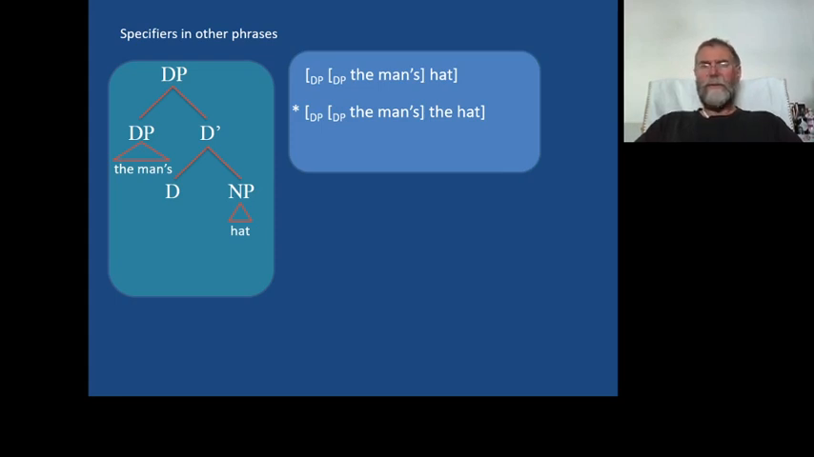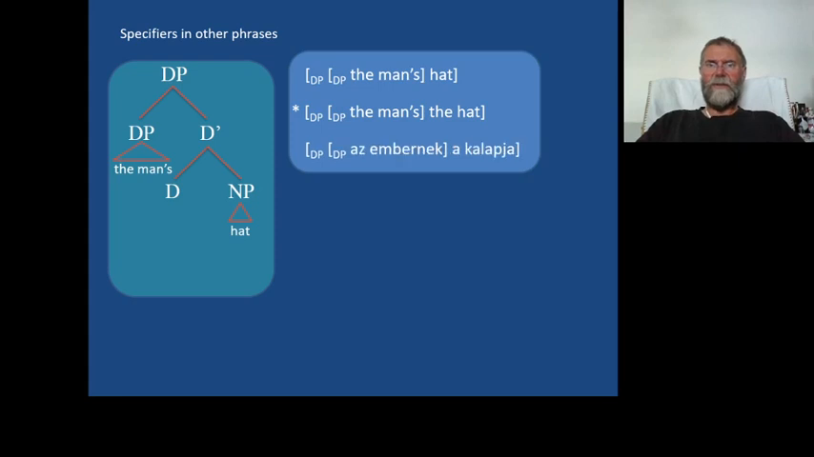It looks as though possessors and determiners are in complementary distribution. Okay, where you have one, you can't have the other, and vice versa, which would therefore suggest that this analysis isn't correct.